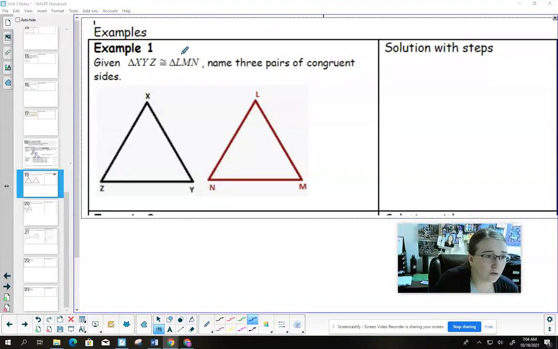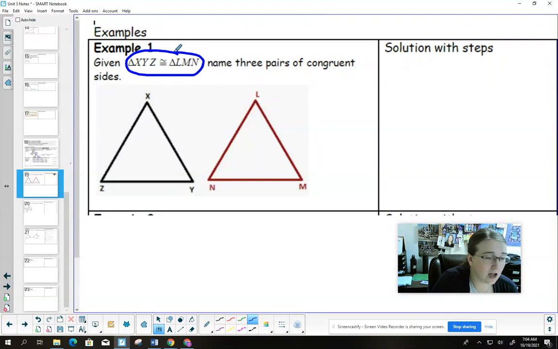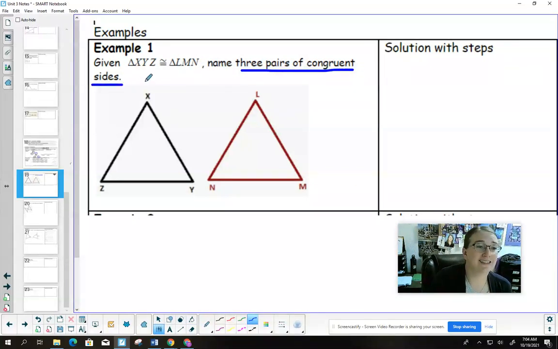Now, we've seen a congruent statement like this before. It's been a while, but this tells us in what order the triangles are congruent. So it's not just that we're naming the two triangles. It's very particular how these are named. It says name 3 pairs of congruent sides. So how this works is the first 2 letters of the first triangle are congruent to the first 2 letters of the next triangle. So it's based entirely on this statement. I don't even need a picture in order to say which sides are congruent.